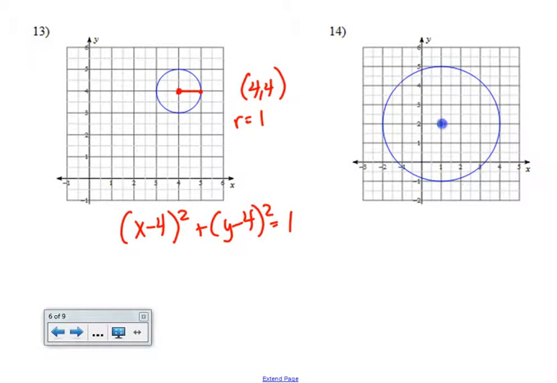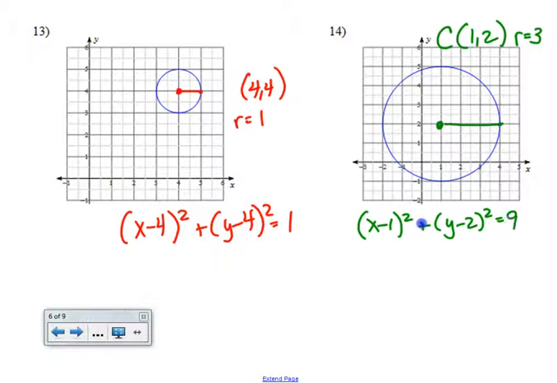Then this last problem on the graphing, the center is at the point 1, 2. And if I count carefully, because remember these go by halves on these grids, the radius seems to be a 3. So back into the formula, x minus 1 squared, y minus 2 squared equals 9.